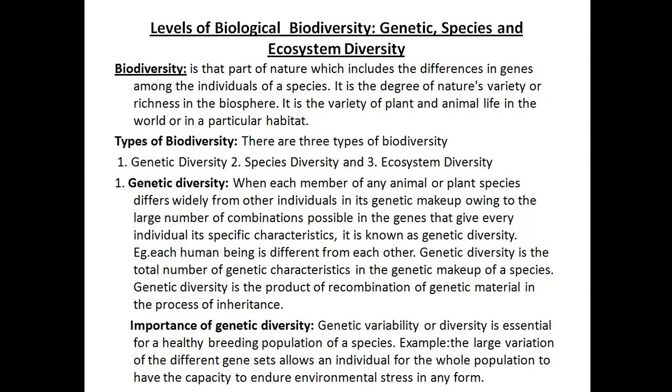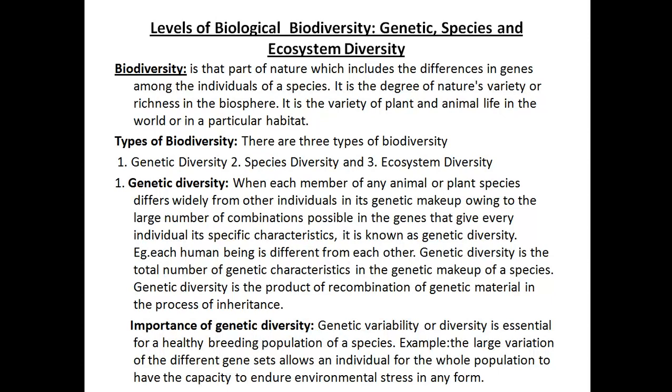First, let us start off with levels of biological diversity, genetic, species, and ecosystem diversity. But before this, first let us know what is biodiversity. Biodiversity is that part of nature which includes the differences in genes among individuals of a species. It is the degree of nature's variety or richness in the biosphere. It is the variety of plant and animal life in the world or in a particular habitat.